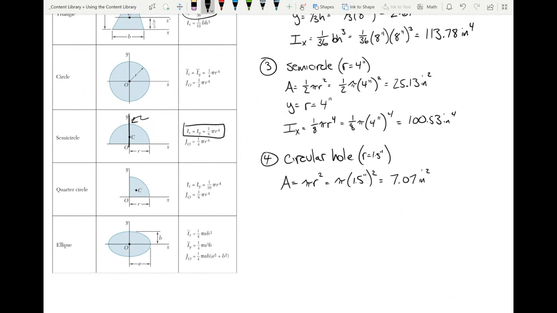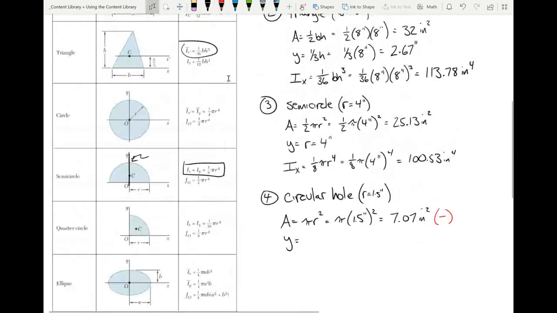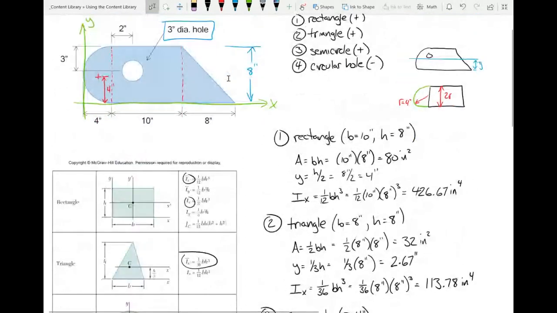Now, this is where I want everybody to pay attention. What's the y? Well, yeah, it's going to be negative, and I'm going to indicate that here in a second. I was going to put a negative right there. But you are absolutely correct that area is negative. But this is where I want everybody to pay attention. What is the y distance for this hole? It's 5 inches. That's exactly right. From the x-axis, go vertical, it's 5 inches.